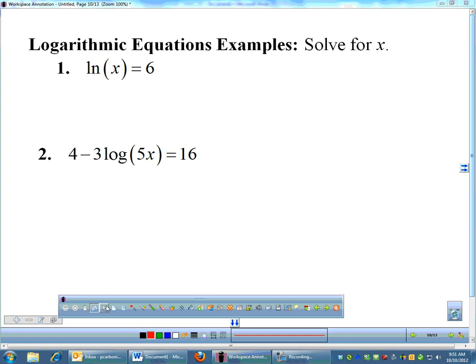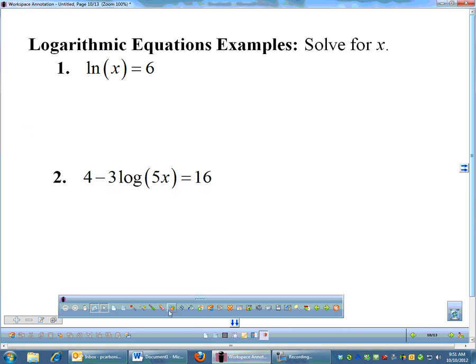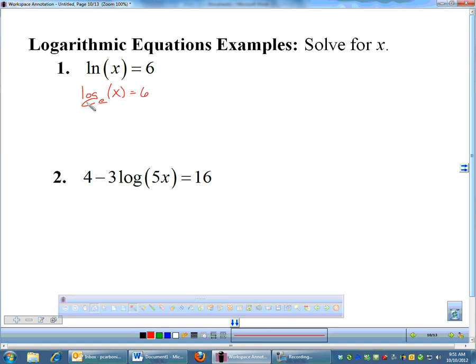Number one here, ln x equals 6. Well, remember, ln is the same thing as log base e of x equals 6. If you have log equals a number, then you'll just take it out of log form. So I'll say e to the 6th power is equal to x. And then you're done. You've got x by itself equals e to the 6. I know that's ugly and you don't like that, but that's your answer. You can't really do much else with it.